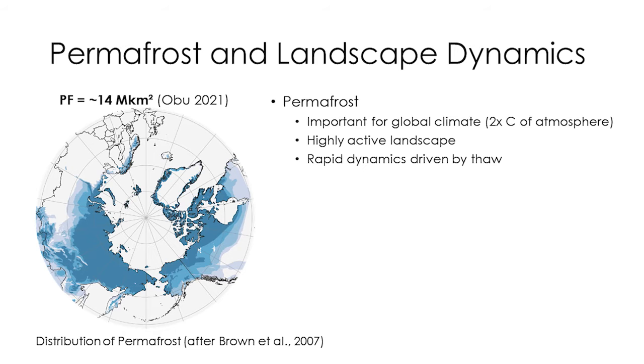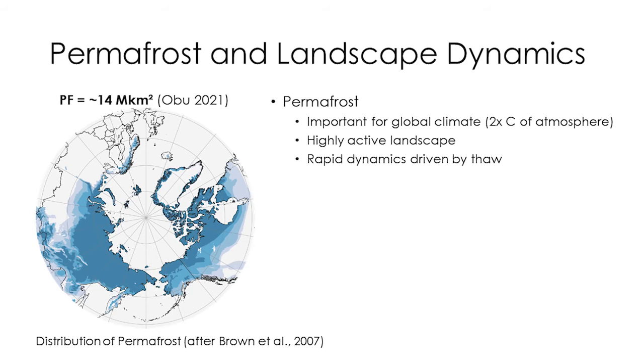Today's talk is about mapping retrogressive thaw slumps, which are typical features of permafrost landscapes. But first I will introduce you a little bit to permafrost. Permafrost is actually just frozen ground for at least 2 consecutive years, and it's really important for the global climate. It covers a really large area, so a lot of parts of the northern hemispheric terrestrial landscapes are affected by permafrost. Actually, permafrost underlies around 14 million square kilometers of land area. And it's really important for the global climate.